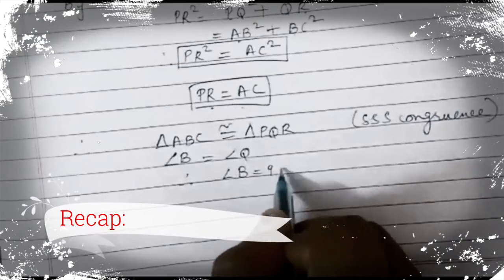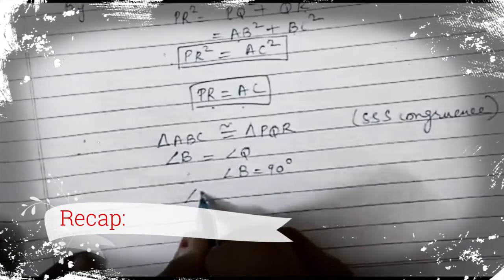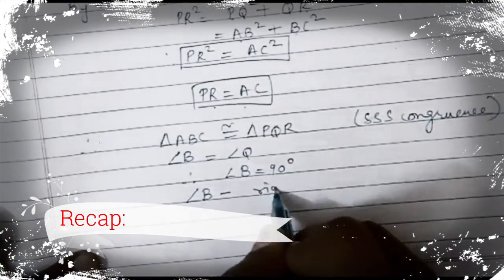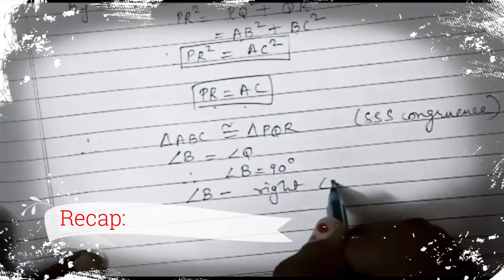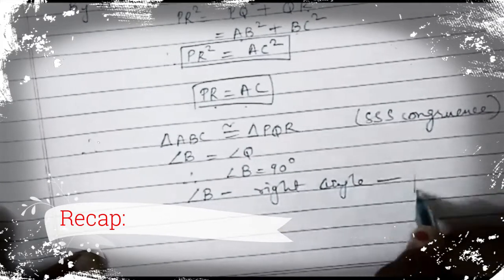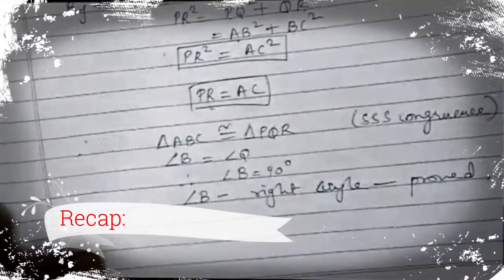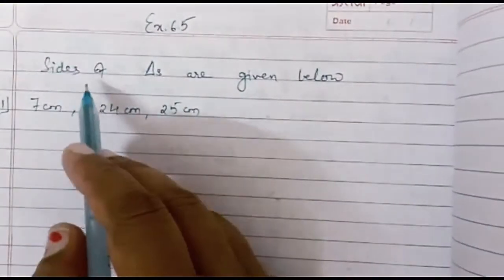Angle B is also 90. Thus it is proved that angle B is a right angle, right? And hence the result is proved. Let us come to exercise 6.5.